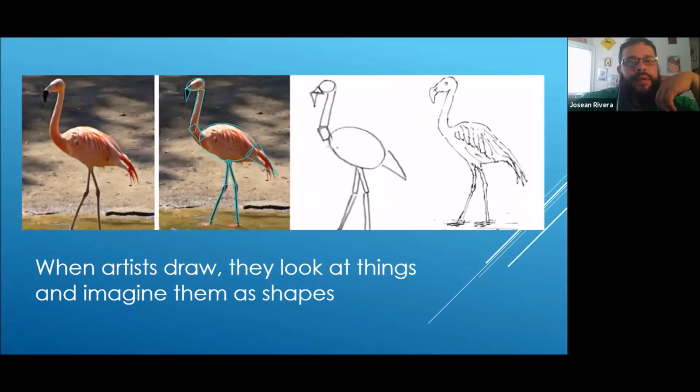Right? So when artists draw a picture, they look at things and imagine them as shapes. If we look at this picture of the flamingo, we could see that the artist looked at it and pictured some shapes. He said, you know what, the body reminds me of an oval, the legs and the neck remind me of rectangles, the head looks also like an oval, and the beak and the tail remind me of triangles. So they then took those shapes and drew them to create the shape of the flamingo, and they used that to create their drawing.